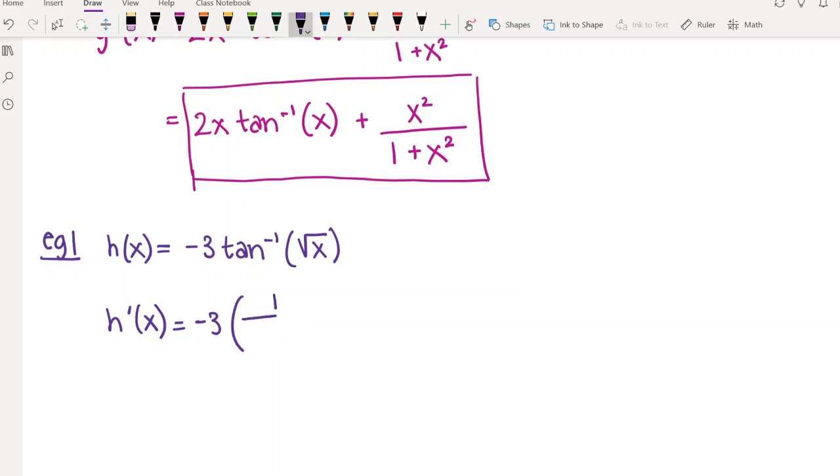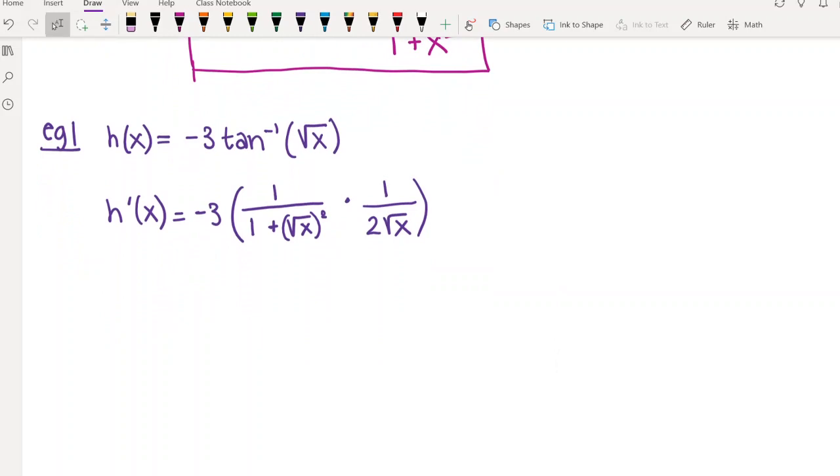Write that a little more neatly. So 1 plus square root of x, squared. And then we have to multiply by the inside derivative. So the inside derivative is going to be the derivative of square root of x. Hopefully at this point we've done this one a lot, and I think it's a good one to commit to memory. After you use the power rule and then simplify, you should get 1 over 2 times the square root of x.